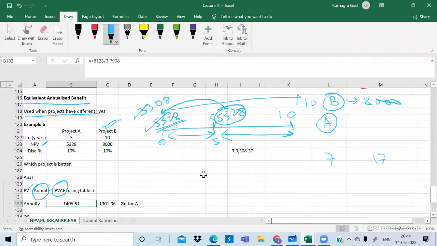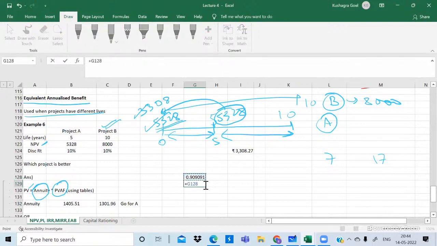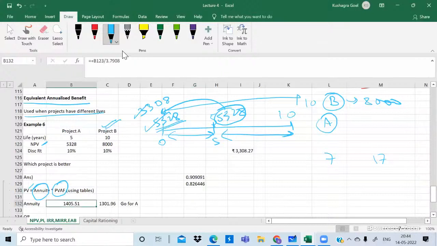Or you can also do it on a calculator. On a calculator, you take 1 divided by 1.1, and you get the present value factor for the first year. Then for the second year, divide this by 1.1 again, and you'll get the factor for the second year. Keep doing it for the next 3 years and sum it up. You'll get 3.7908. So you know your NPV, you know your present value annuity factor, you divide the two, and you get an annuity of 1405. You do the same thing for project B.